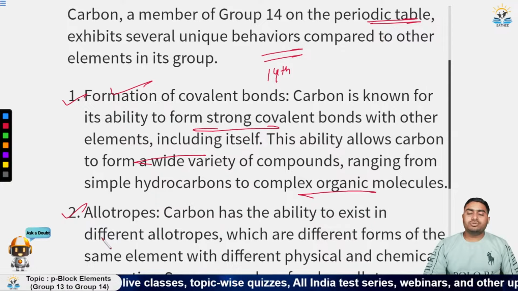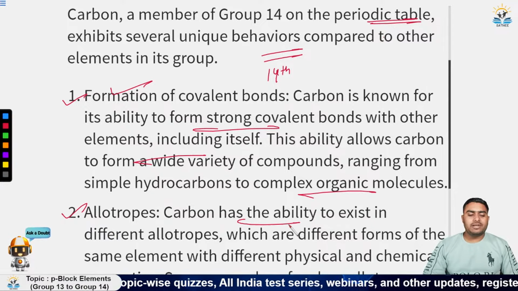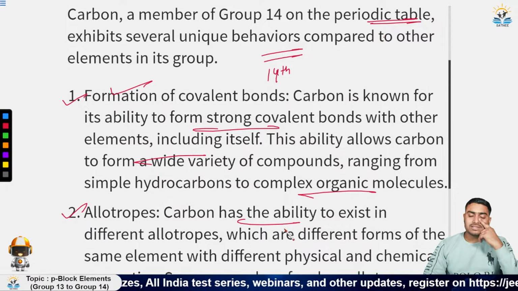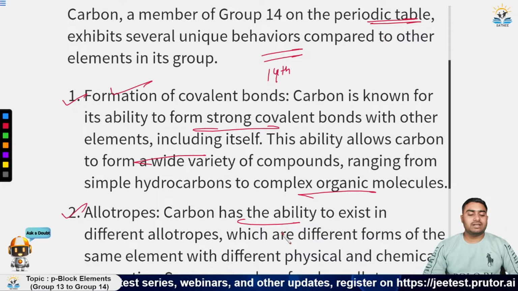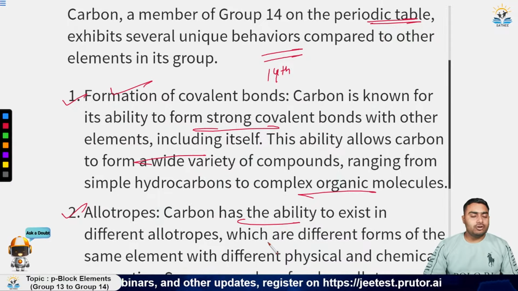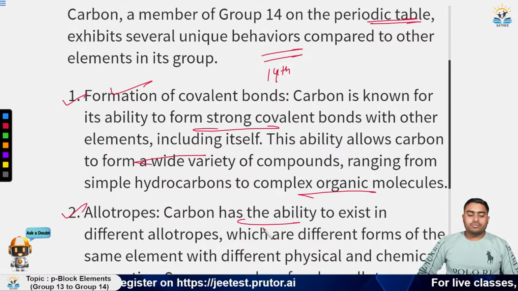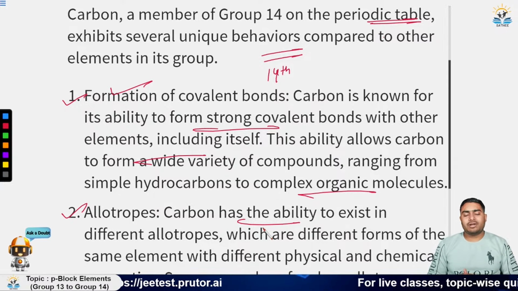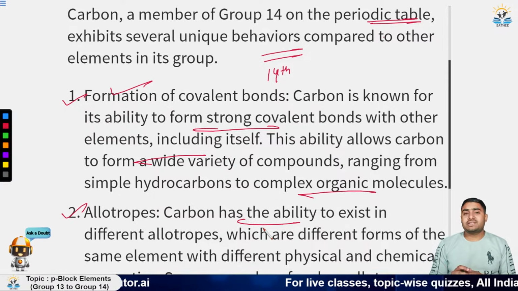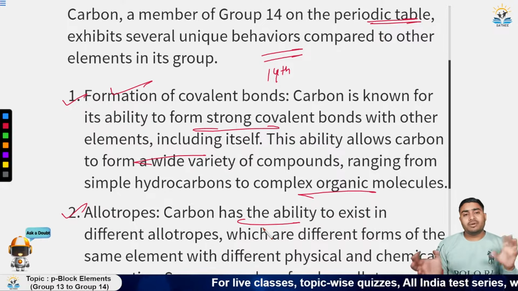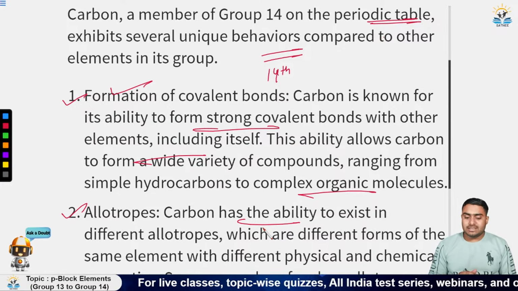Okay, let's move to the allotropes. Carbon has the ability to exist in different forms. Same element but different forms are there, like graphite, like fullerene, like diamond, which are different forms of the same element with different physical and chemical properties. Like graphite is soft but diamond is hard, but made up of the same element, which is carbon. That's the point here.